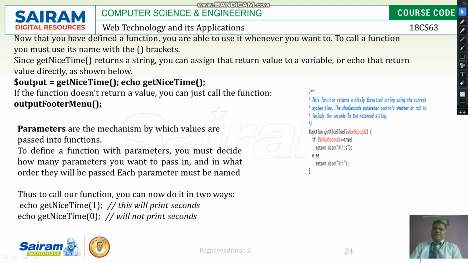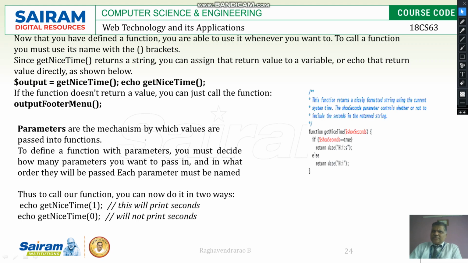You see here an example is being given. Get nice time, the function is there. What does it return? It returns a string, assigned to some variable. This is the output. Dollar output is the get nice time, and you can print that particular get nice time with echo. Output footer menu. So anything like this, if it is present, there are built-in functions that are going to print on the screen.